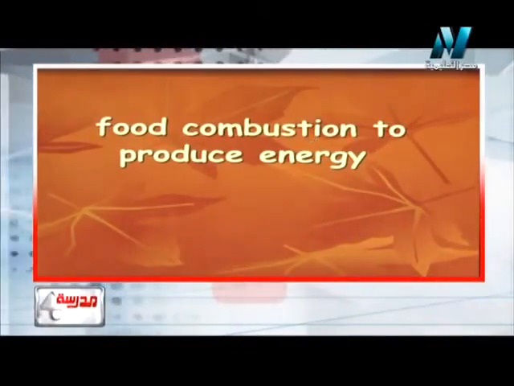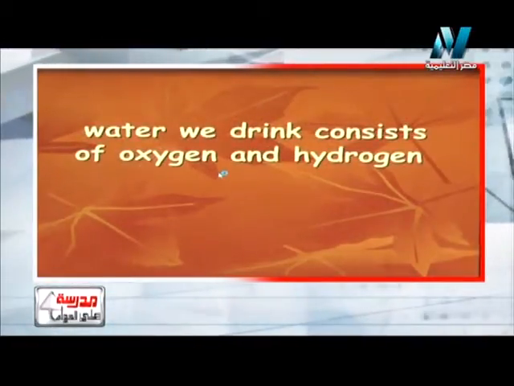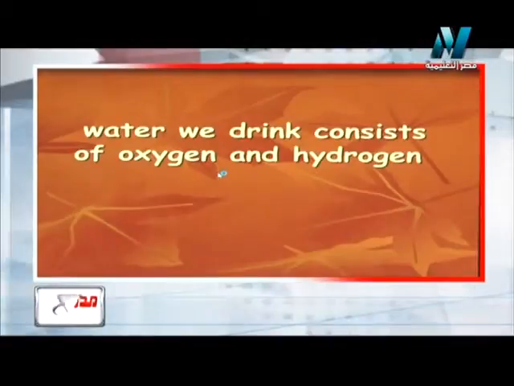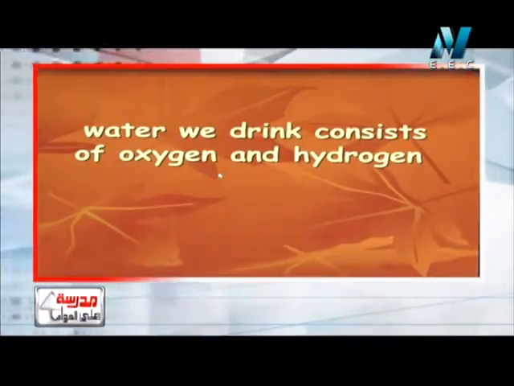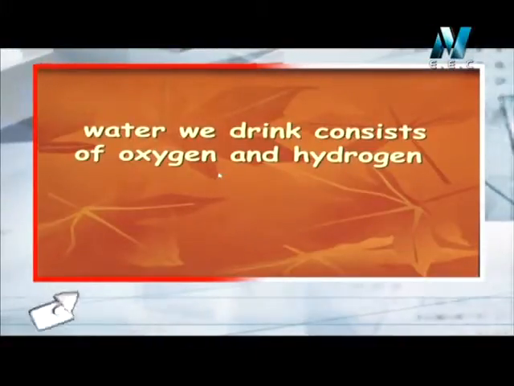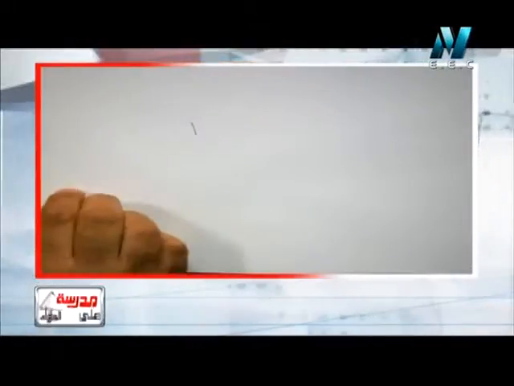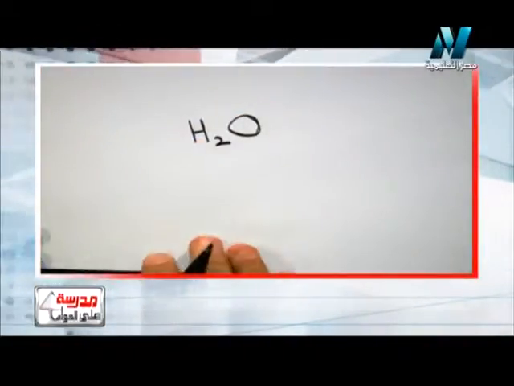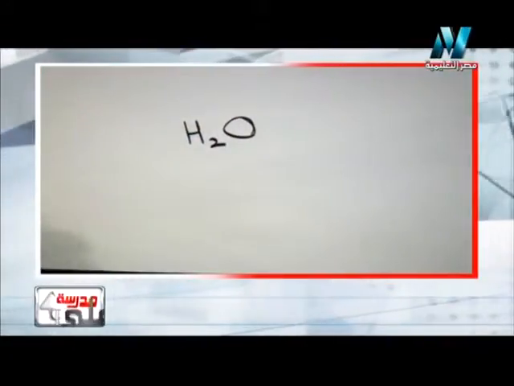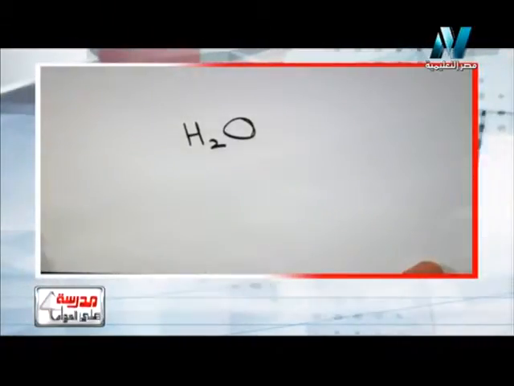بيحصل بمساعدة غاز الأكسجين. Another property of oxygen gas: the water we drink consists of oxygen and hydrogen. As we know, water has a symbol in chemistry. نكتب مع بعض ليها رمز كيميائي H2O. The symbol of water in chemistry is H2O. وإن لسه ما درسناش السيمبل كويس أوي بس أكيد كتير مننا عارفين إن the symbol of water is H2O.